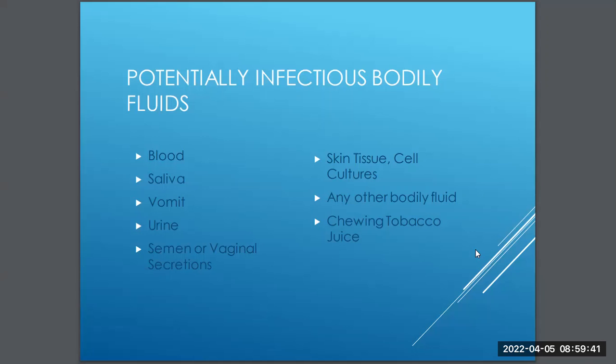Potential infectious bodily fluids: blood, saliva, vomit, urine, semen or vaginal secretion, skin tissue. Cell culture determines what kind of infection or bacterial infection it is. Also any other bodily fluids, and chewing tobacco.